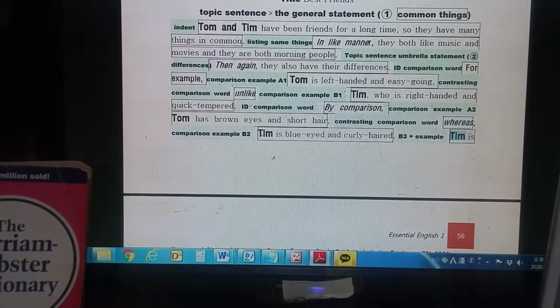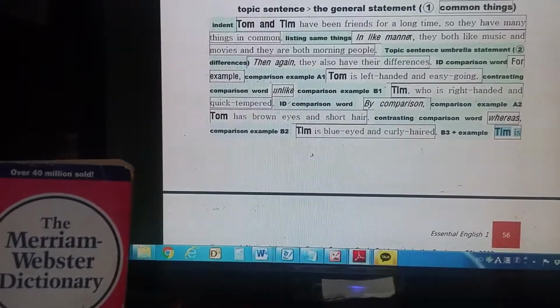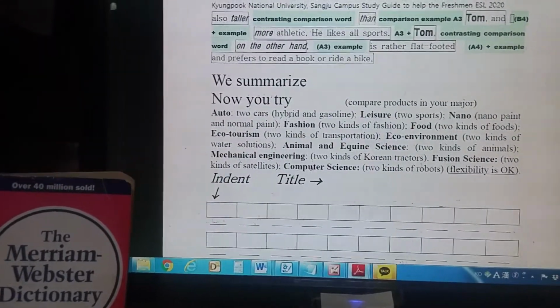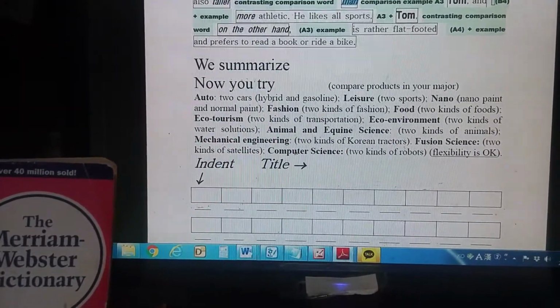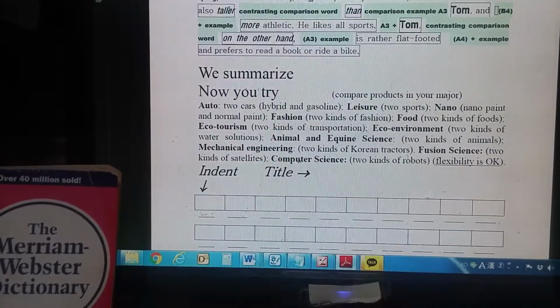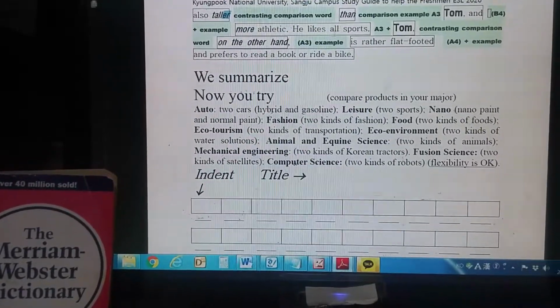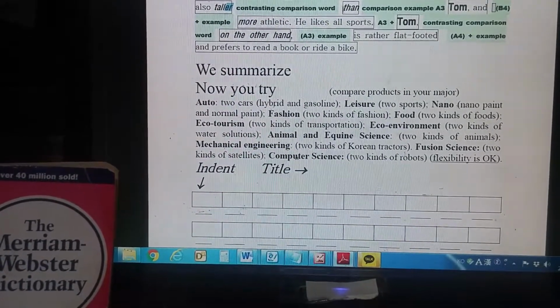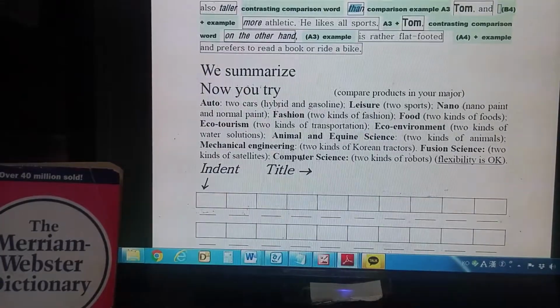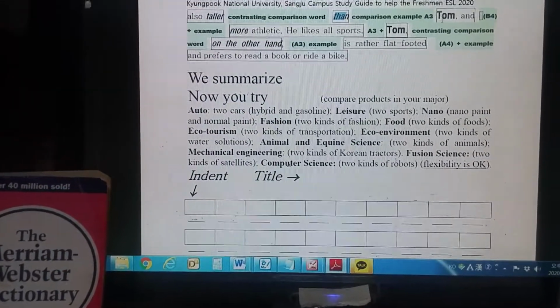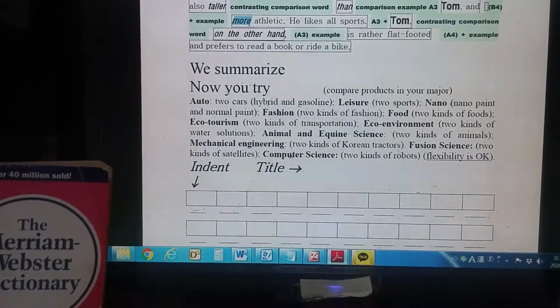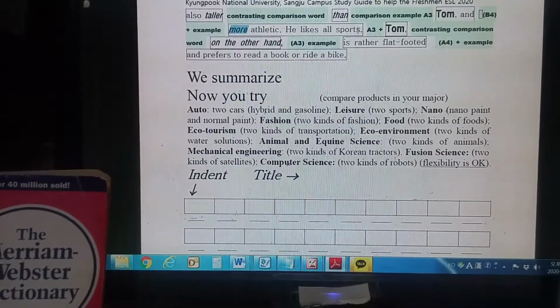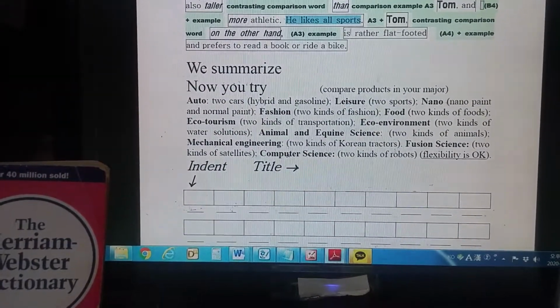Tim is also taller than Tom. You see, when you use an -er, tall, taller, then you have to use this "than" together. Taller than Tom, and more athletic. He likes all sports. I'm reading here.